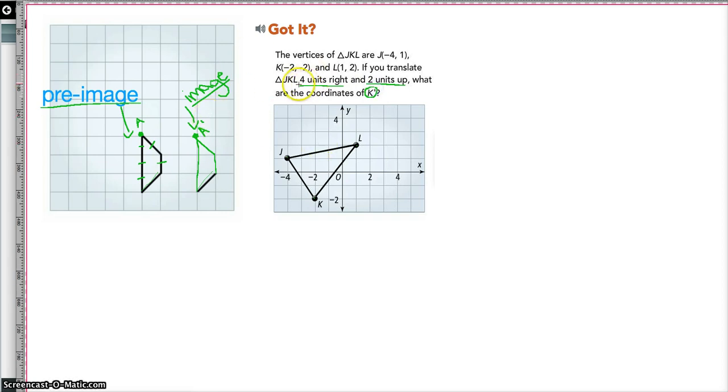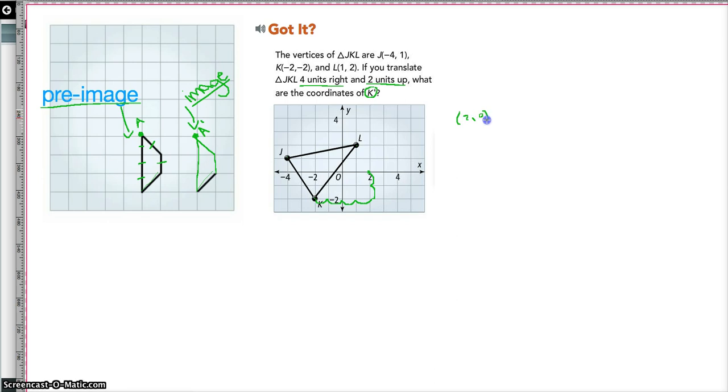So we first need to move them 4 units right and 2 units up, and we're specifically focusing on K. So we're going to start with K. 4 units to the right. Let's count. 1, 2, 3, 4 to the right. We can't stop here because it also moves 2 units up. 1, 2. What is this coordinate right here? It is (2, 0). So the coordinate is (2, 0).